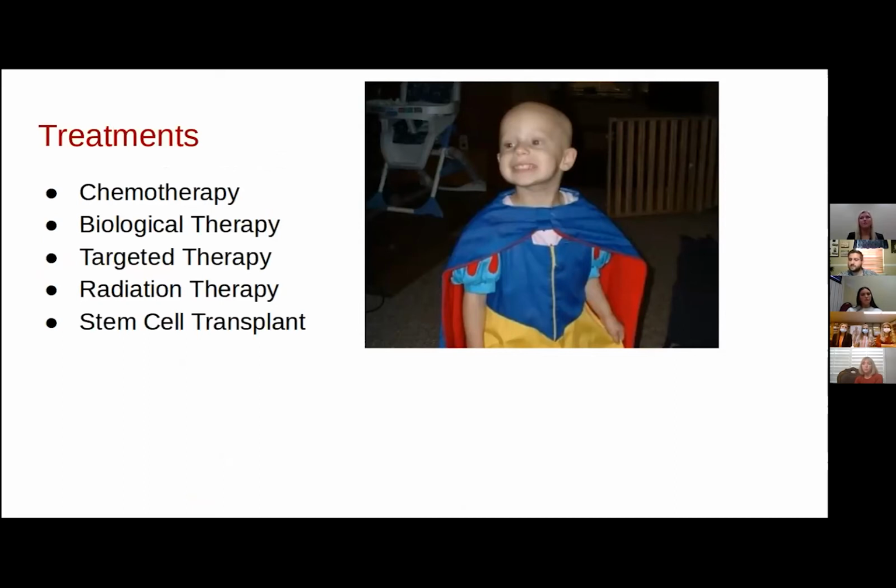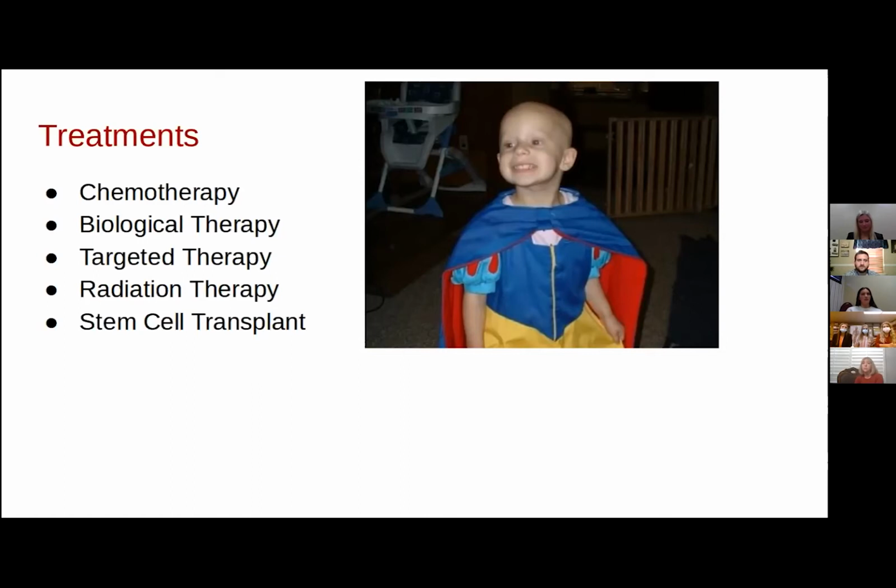Biological therapy uses treatments that help the immune system recognize and attack leukemia cells. Radiation therapy uses X-rays and other high-energy beams to damage leukemia cells and stop their growth. Stem cell transplant replaces the diseased bone marrow with healthy bone marrow. There is a 61.4% 5-year survival rate for leukemia.